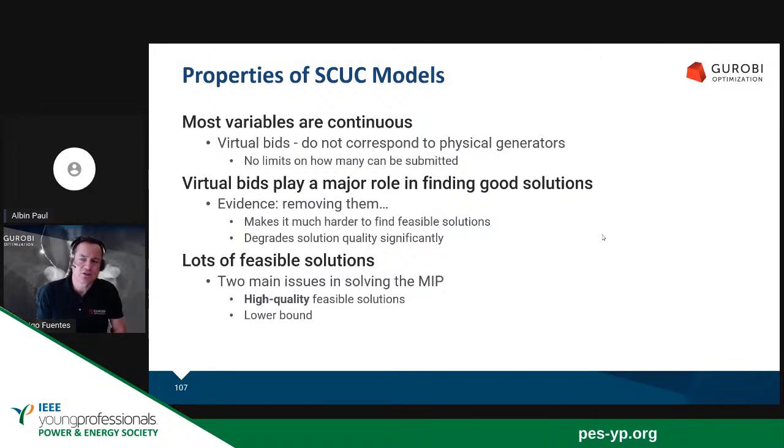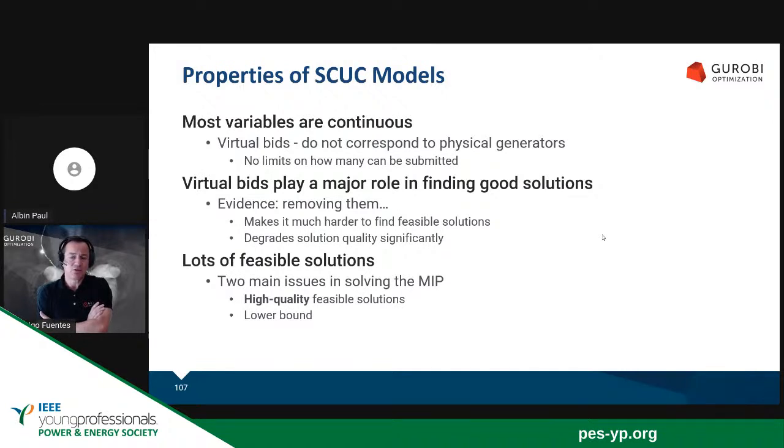The presence of virtual bids plays a big role in finding good solutions. Evidence of that is that if you remove the virtual bids from the problem, it makes it more difficult to find feasible solutions, and it degrades the solution quality.